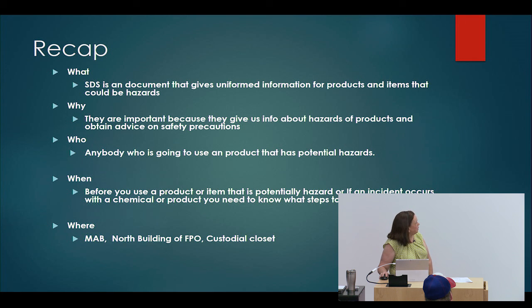Okay, recap real quick. SDS is a document that gives uniform information for products and items that could be hazardous. Why are they important? Because they give us info about hazards of products and obtain advice on safety precautions. Who? Anybody who is going to use a product that has potential hazards. When? Before you use a product or item that has potential hazard, or if an incident occurs with a chemical or product, you need to know what steps to take. Where? They are in the MAB, the North Building of FPO, and Custodial Closet.